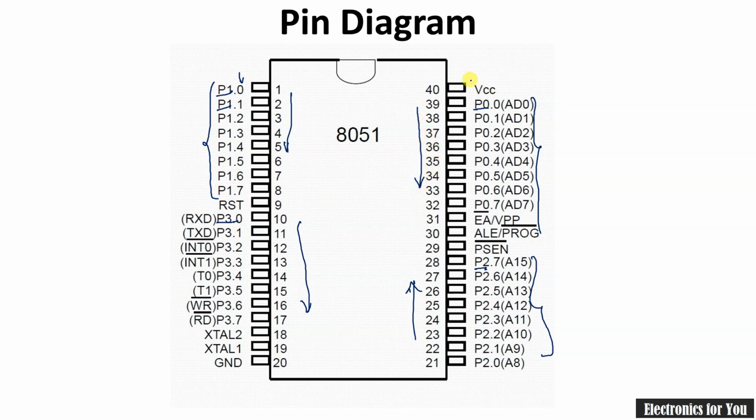Apart from this, you can see two more pins, VCC and ground, then XTAL1 and XTAL2. These are some other pins. This is our port 3. The RST pin is again there, and PSEN bar, ALE, and EA bar. These are some other pins apart from the ports. Also note that this is the function of port 3 apart from input and output.